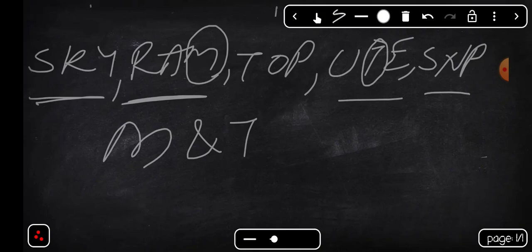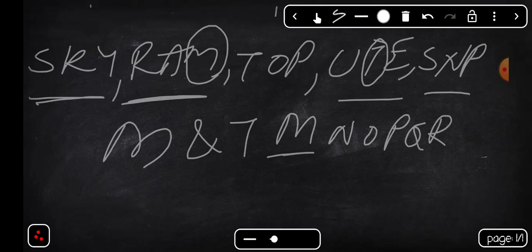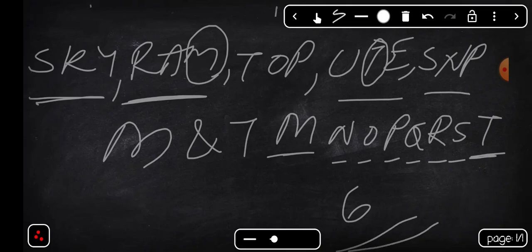Okay, M and T. What is the question? How many letters are there in the English alphabetical series between the third letter of the second word from the left end and the second letter of the second word from the right end? That means between M and T. After M come N, O, P, Q, R, S, then T. So N, O, P, Q, R, S are there. Six letters are there.